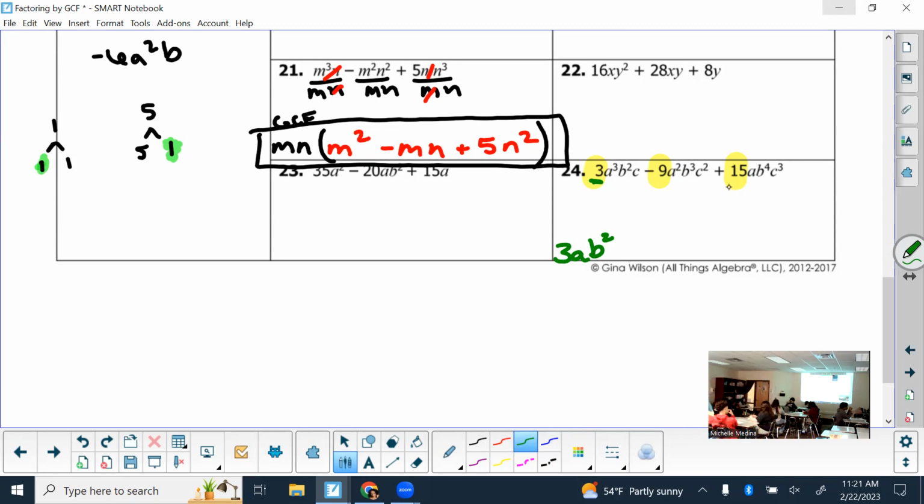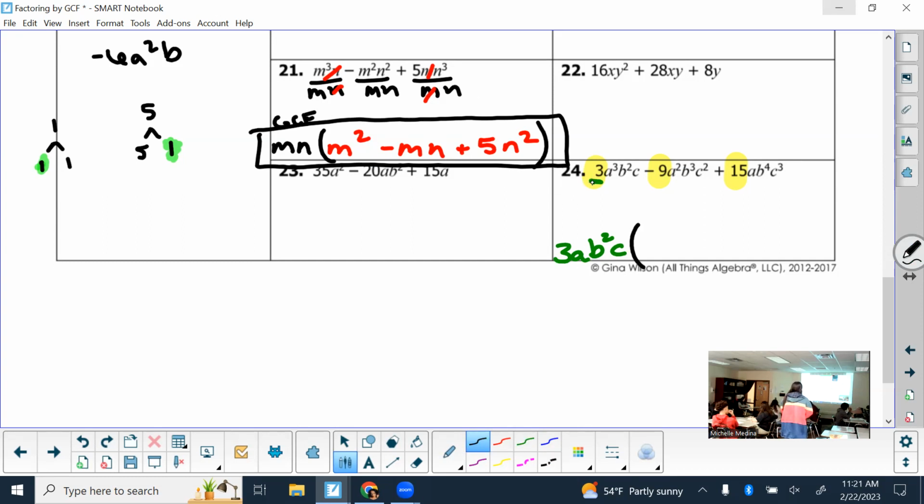Can I factor out a C? How many? So we have C to the 1st, C to the 2nd, C to the 3rd. Which one's smallest? Okay, good. So then this whole chunk of stuff right here is my GCF. Questions on that?